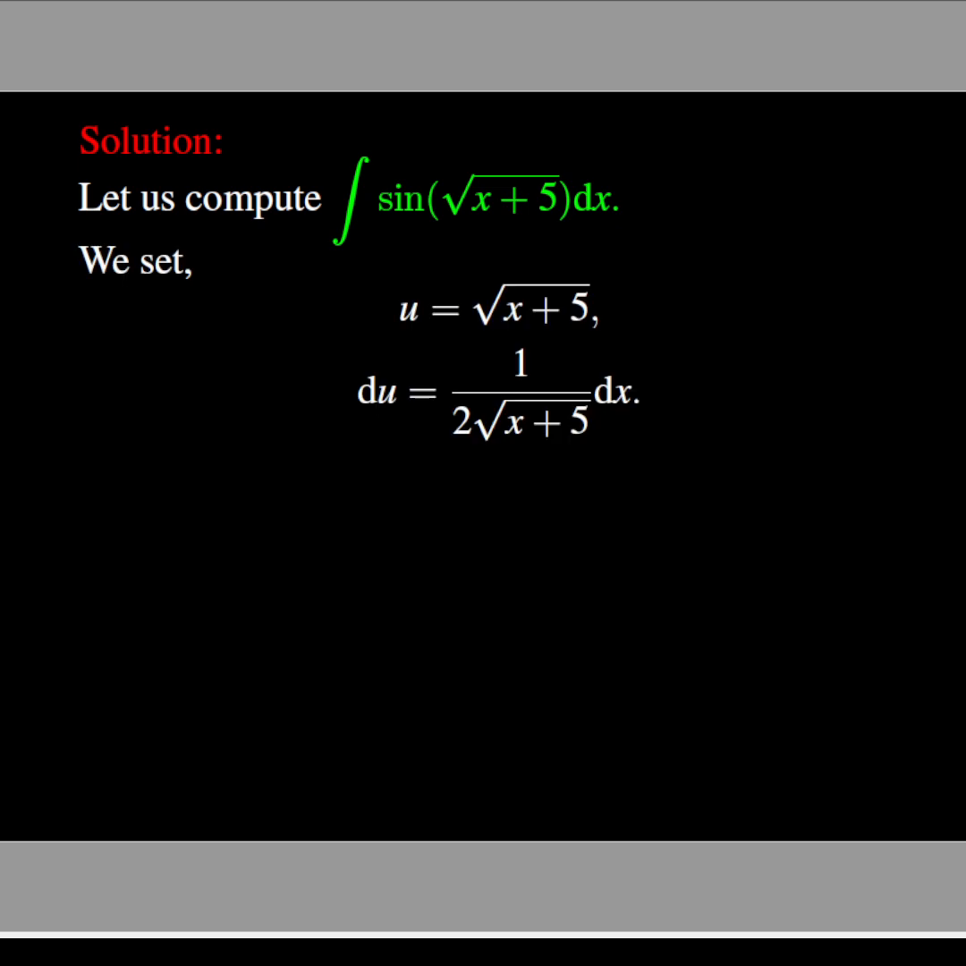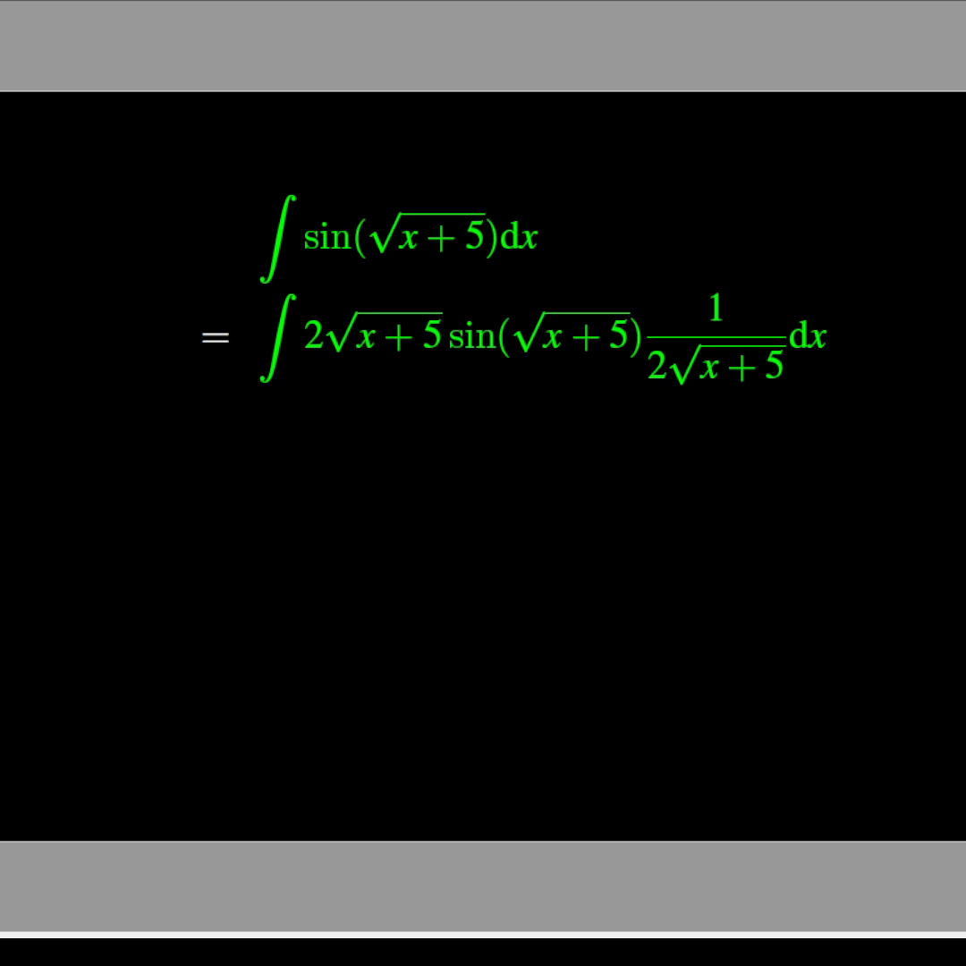We set u equal to square root of x plus 5, then du equals the fraction 1 over 2 times square root of x plus 5 dx. The integral of sine of square root of x plus 5 dx can be expressed as the integral of 2 times square root of x plus 5 times sine of square root of x plus 5 times the fraction 1 over 2 times square root of x plus 5 dx.